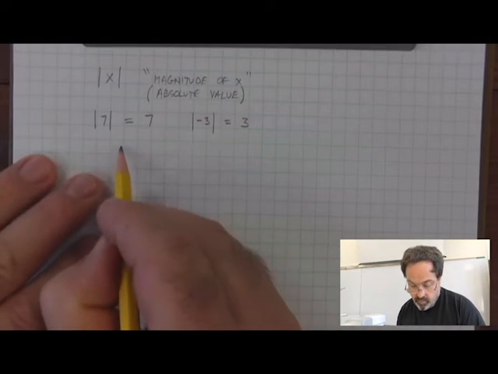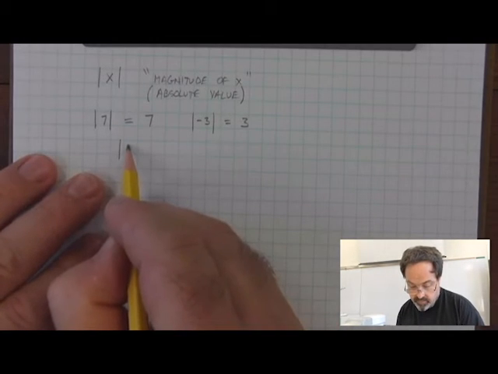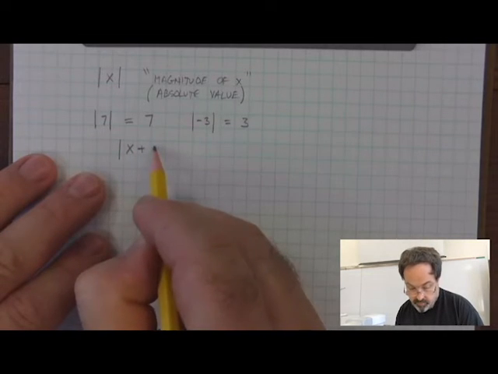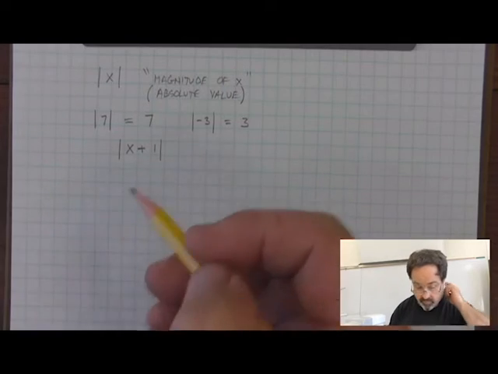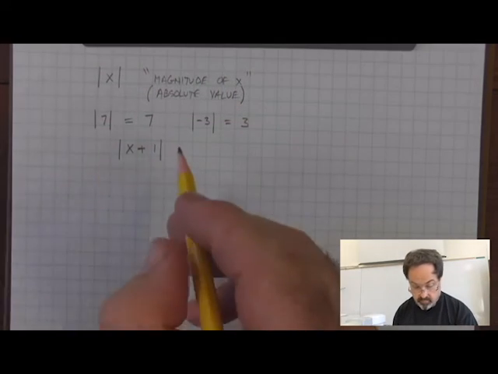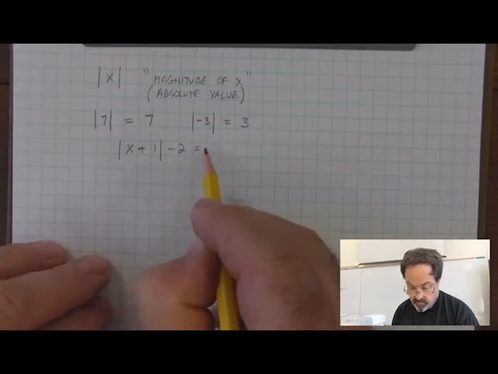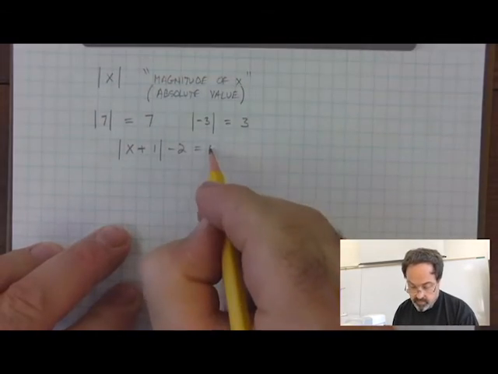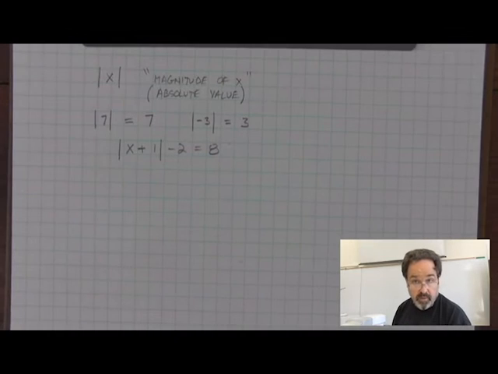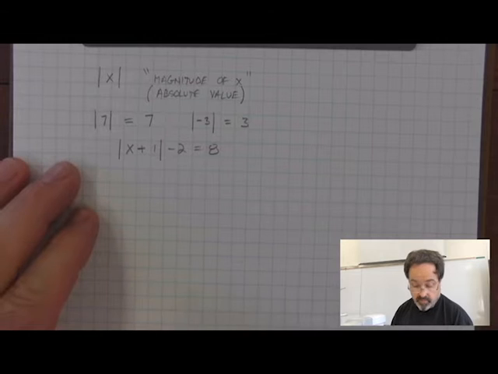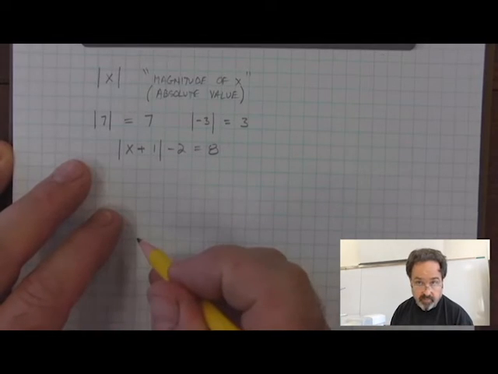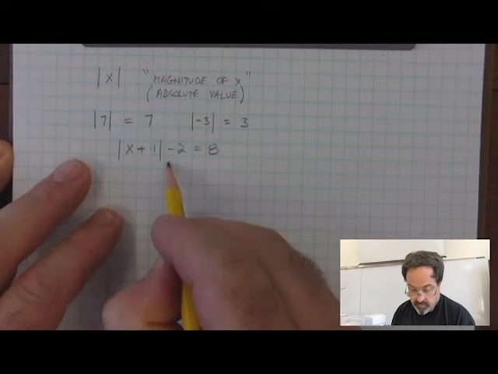But what about a more complicated situation? In this case, the magnitude of x plus 1, or we could say the absolute value of x plus 1, minus 2 is equal to 8. Here we have a more sophisticated problem. It's an equation. Solving for x would require a few steps. We're going to use the process of undoing what we see to get x by itself. Easily done as a first step.